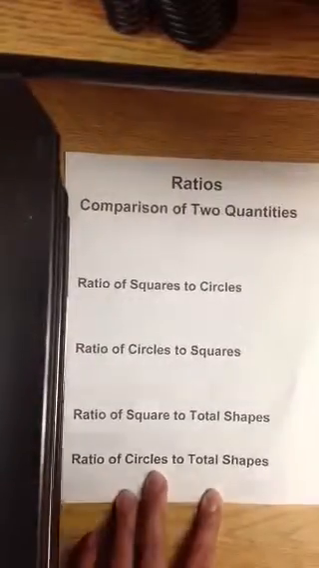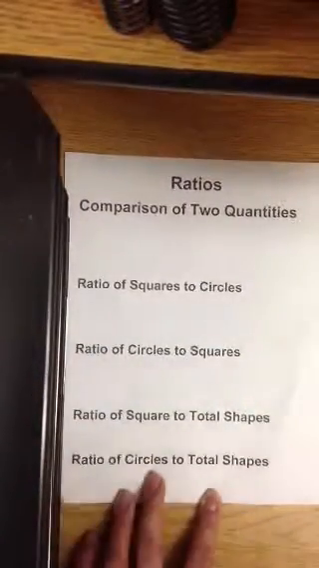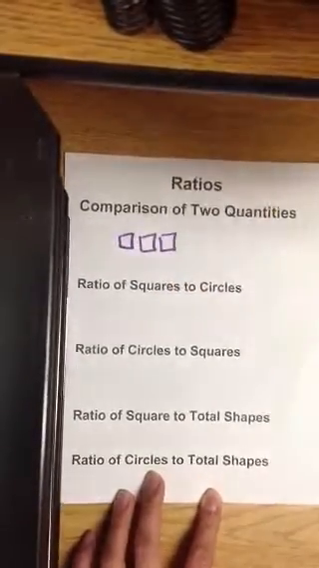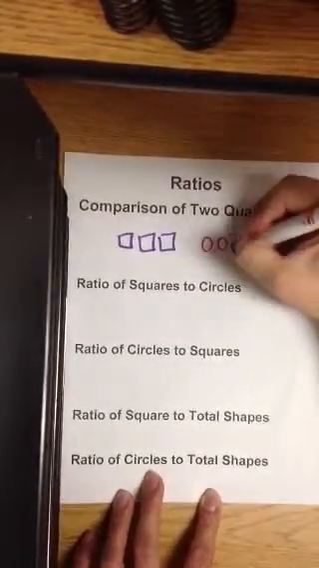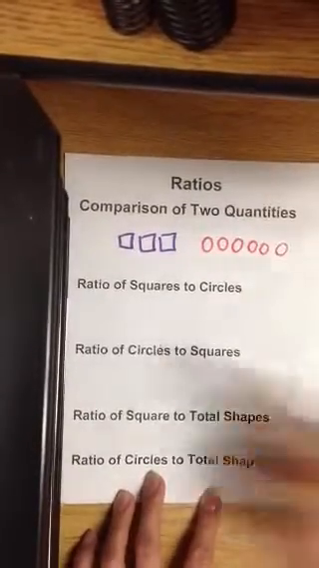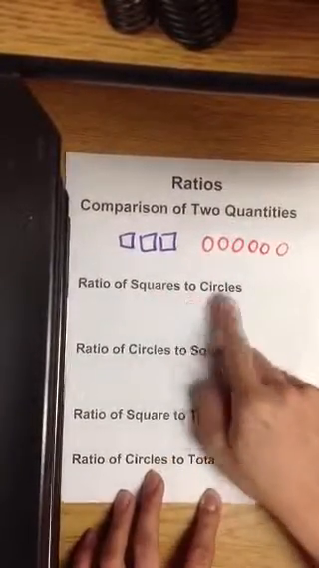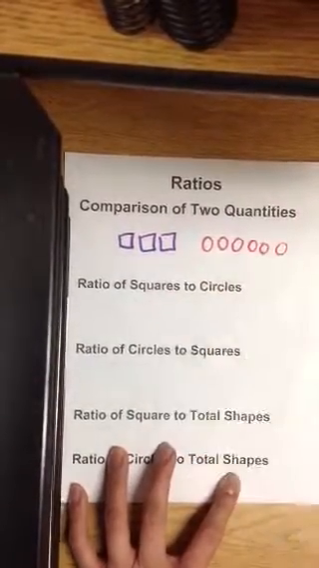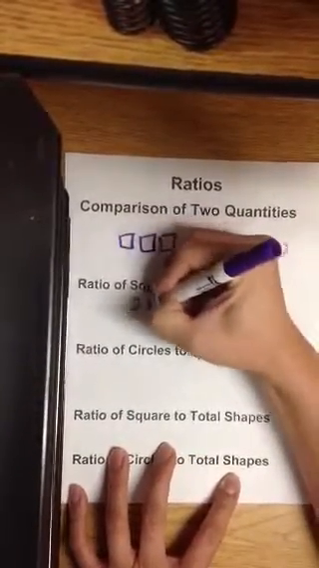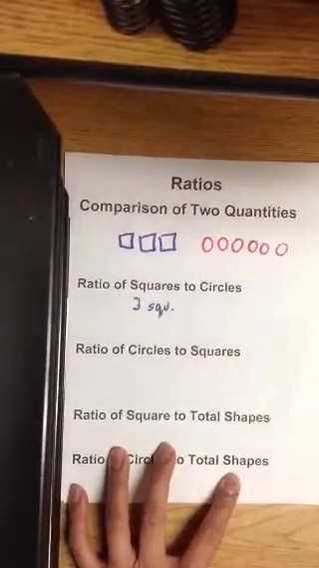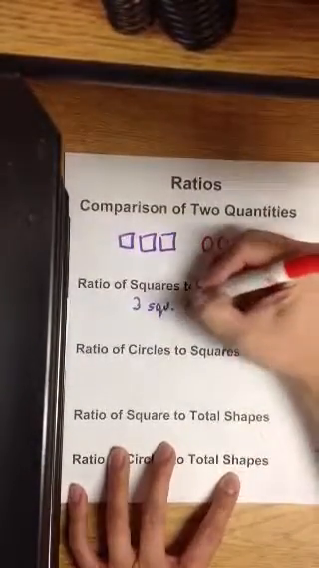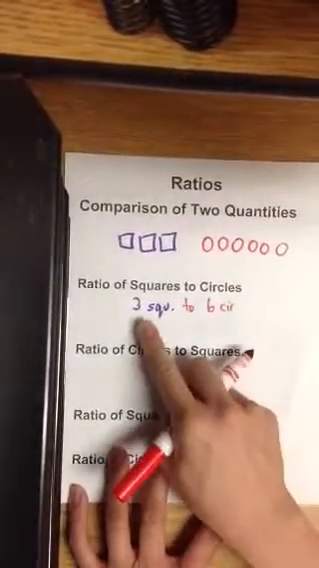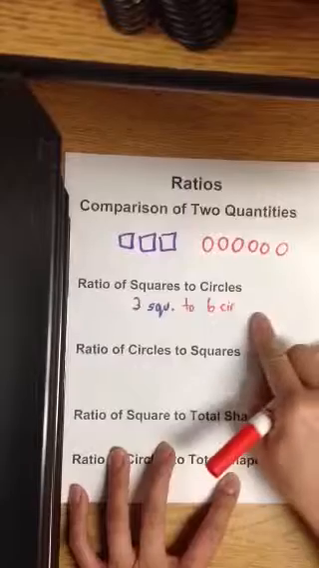Let's talk about ratios. Ratios are comparing two quantities or two objects. For example, you have 3 squares and you have 6 circles. If I ask you to find a ratio of squares to circles, can you compare the two numbers? Let's start with squares. How many squares do you see? I see 3 squares. How many circles do you see? I see 6 circles. So we can say there are 3 squares to 6 circles.